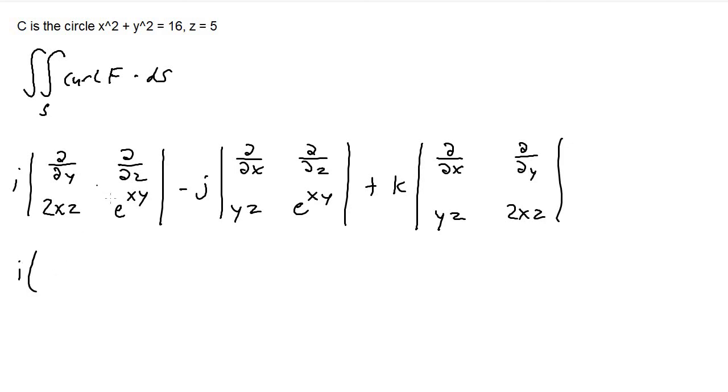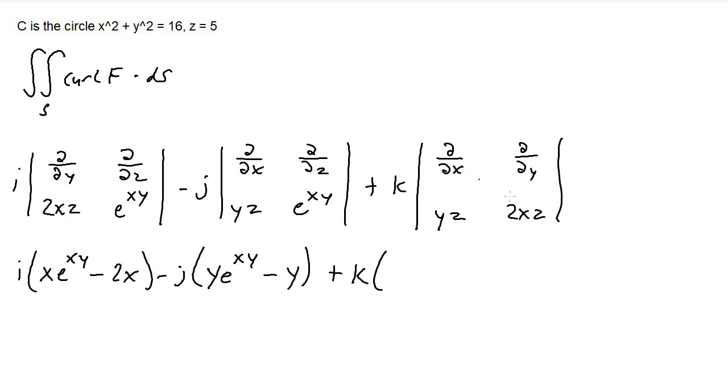So we have i times the partial derivative with respect to y of e to the xy is going to be x times e to the xy, minus the partial derivative with respect to z of 2xz is going to be 2x, minus j times partial derivative with respect to x of e to the xy, this time is going to be y times e to the xy, minus the partial derivative with respect to z of y times z is just going to be y. And then we have plus k times partial derivative with respect to x of 2xz is going to be 2z, minus partial derivative with respect to y of y times z is going to be z.